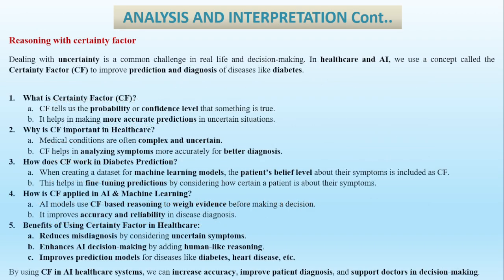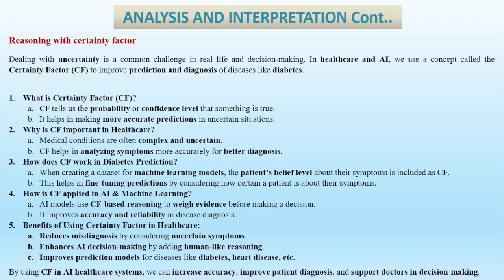Now, reasoning with certainty factor. Uncertainty is a common challenge in real life and decision making. In healthcare and AI, we use a concept called the certainty factor, CF, to improve prediction and diagnosis of diseases like diabetes. Now, we understand what the certainty factor is.